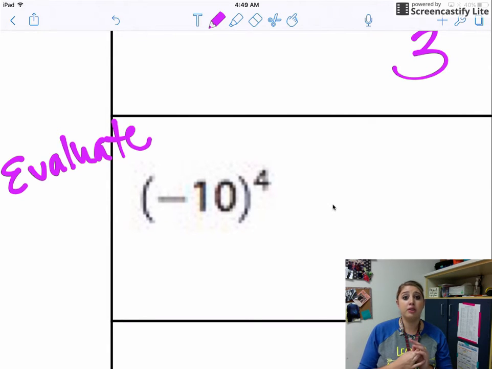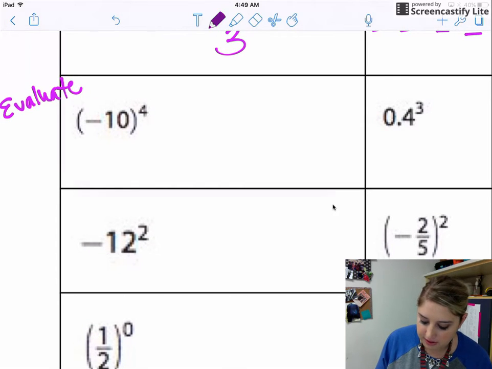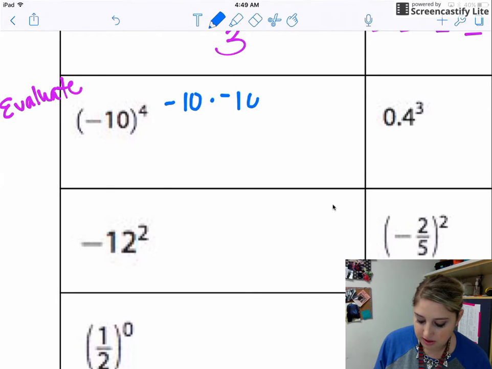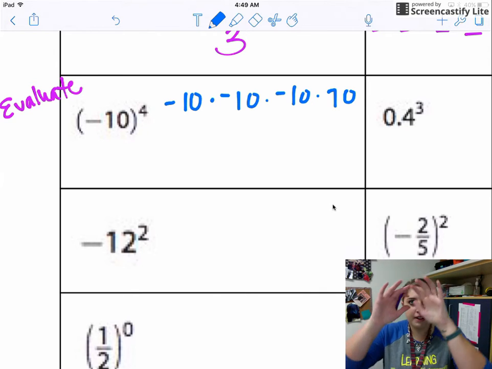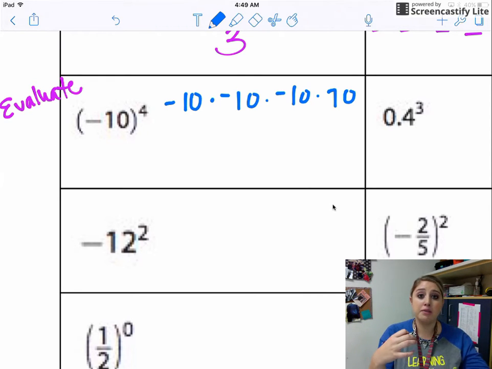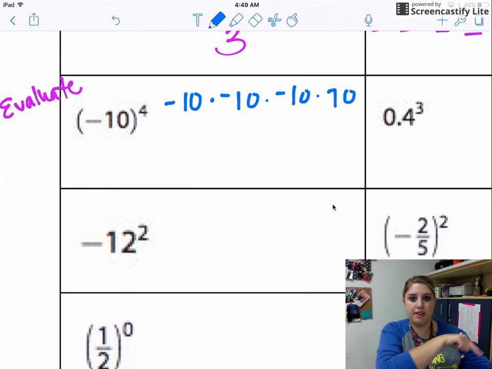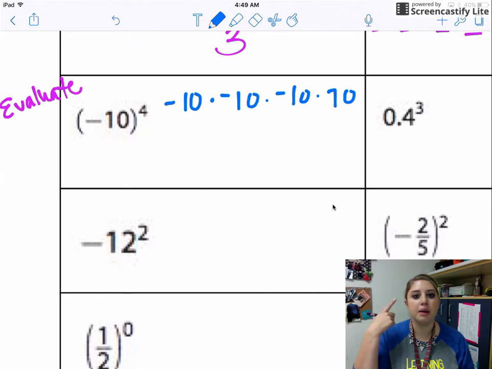All right, so we are actually going to expand this and find out what the answer to this is. So this one is -10 to the 4th. So let's go ahead and expand that. I'm going to take my base, -10, and I'm going to repeat that 4 times. 1, 2, 3, 4. Now, do you see how I take the negative every single time? If the negative is in the parentheses, we take that negative every single time. If that negative is outside the parentheses, we only put the negative at the very end, only one time. I'll show you more examples of that, but start thinking about that now.